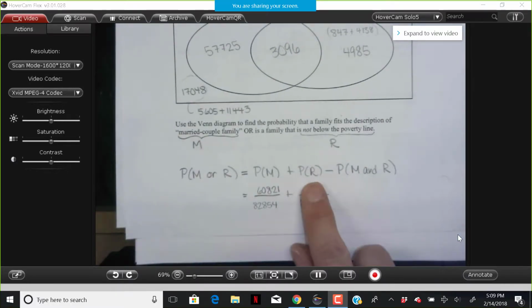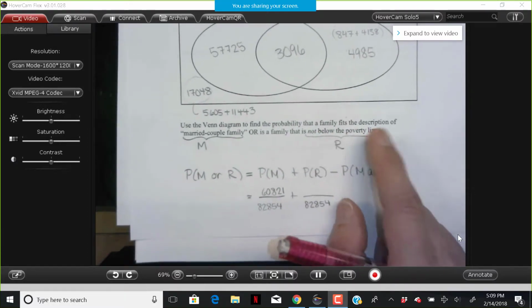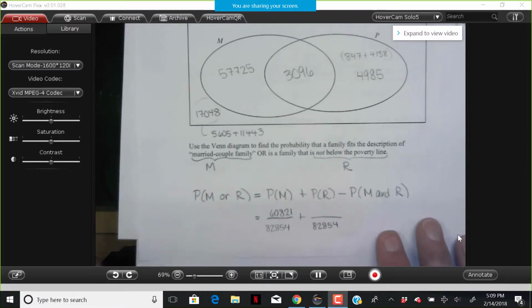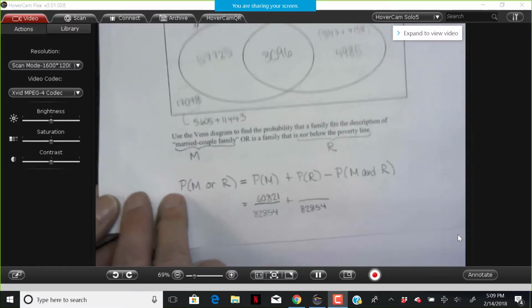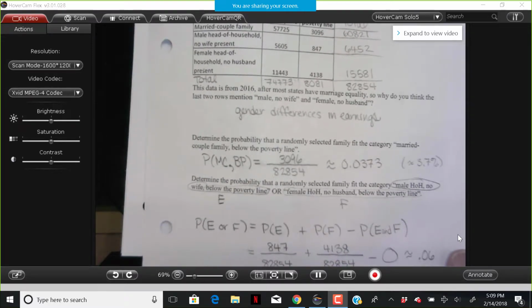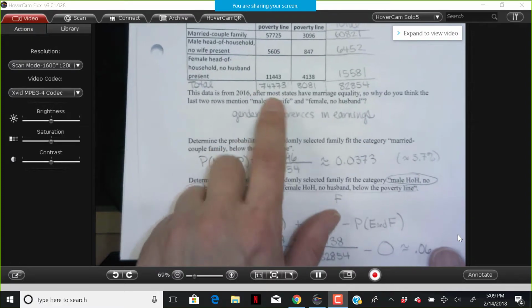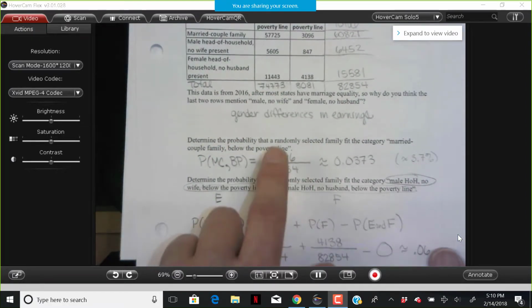And then, okay, so the probability they're not below the poverty line. Well, if they're not below, then they're above, right? So how many families are above the poverty line? Yeah, I'm just going to do the total here. Yeah, the 74773.